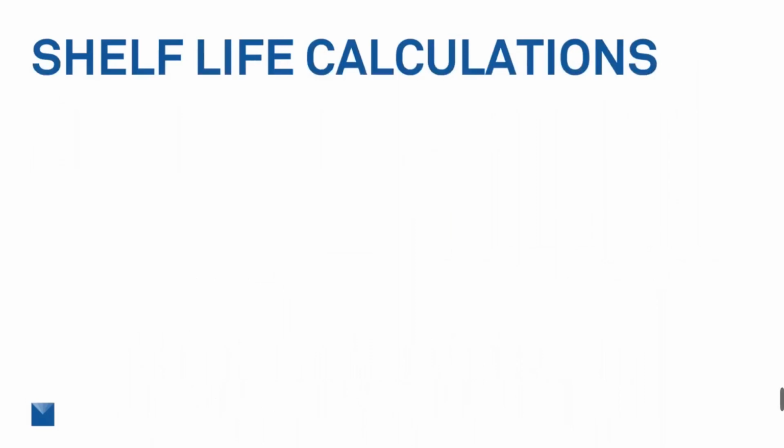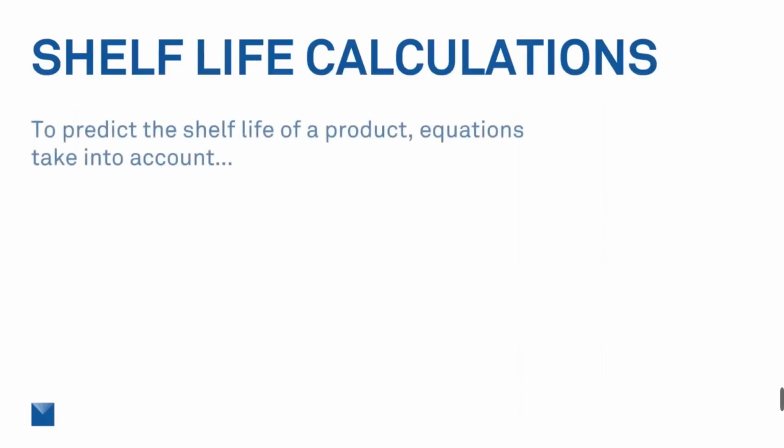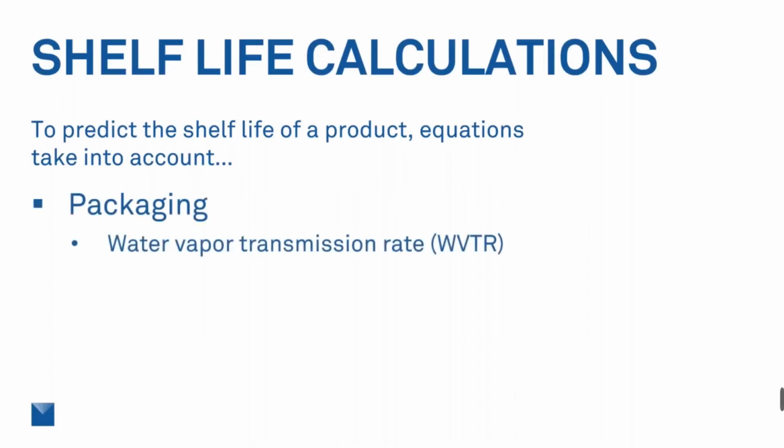So now that you know your critical water activity, we can start to talk about some of the shelf life calculations. To predict the shelf life of a product, the equations are going to take into account several different factors. One of the first factors is the packaging of your product. The packaging of your product is going to have a water vapor transmission rate. This may be a term that you're familiar with, but just in case you're not, we have a small graphic off to the right to help better explain it.